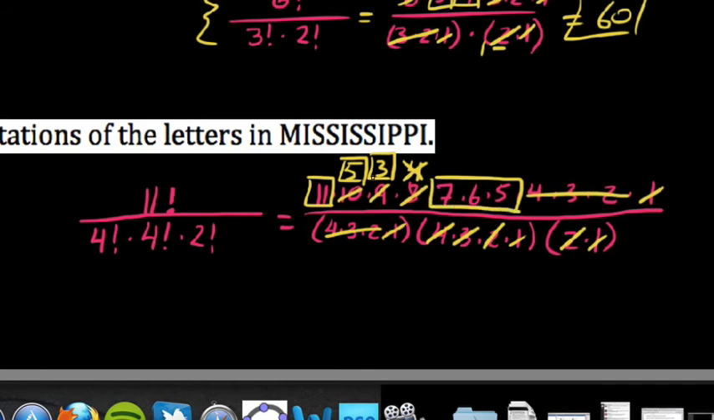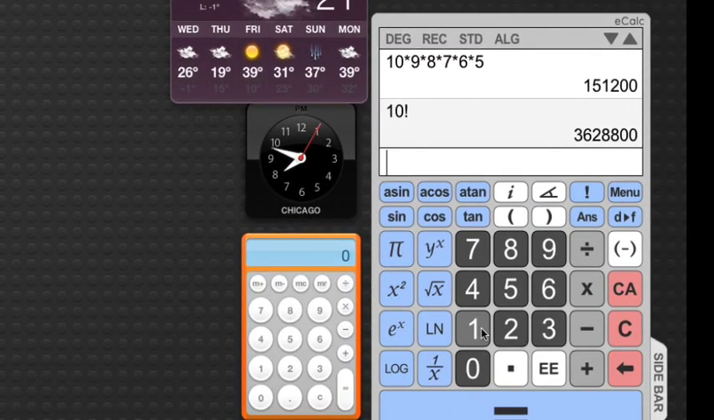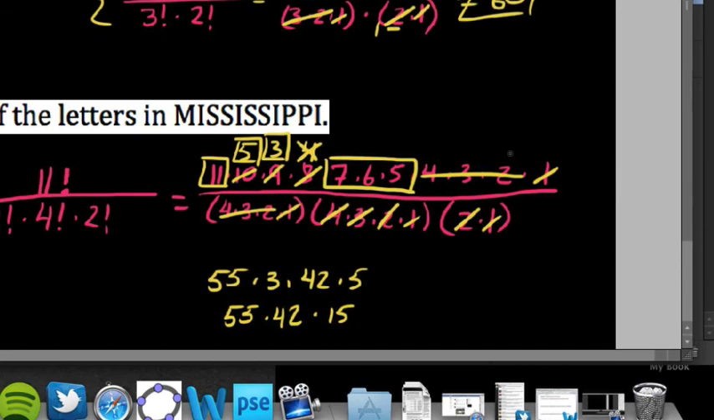Okay. So 11 times 5 times 3, that would be 55 times 3 times 7 times 6, which is 42 times 5. Or in other words, we'd have 55 times 42 times 3 times 5, which is 15. So we get 55 times 42 times 15. So 55 times 42 times 15, we say 34,650. There are 34,650 ways to distinguishably rearrange letters in Mississippi.